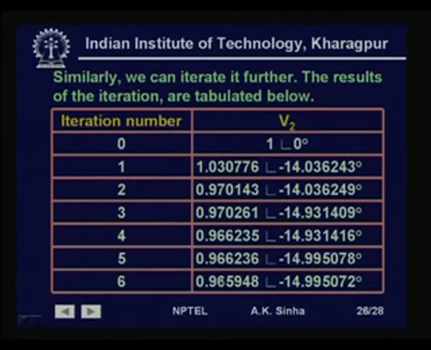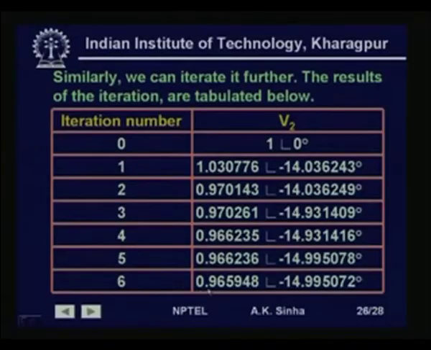So what we are finding is that after the fifth iteration, when we get the value at the sixth iteration, the difference is very small, and so we can say that the process has converged in 6 iterations, and the final value of the voltage V2 that we obtain from this is 0.965948 with an angle of minus 14.9950. So, this is the solution for the load flow.